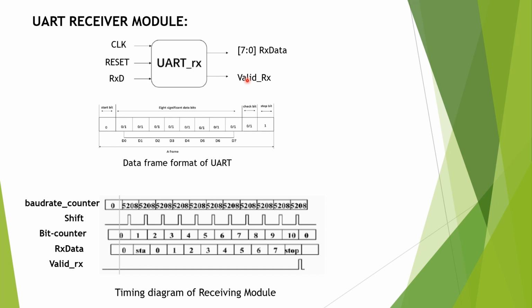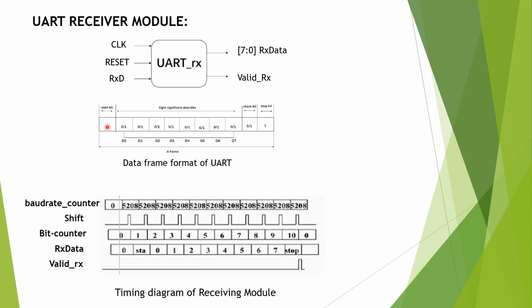Now the module waits for the incoming serial data on RxD. When the start bit is detected, it begins capturing the next 8 data bits. Basically, we have a register of 10 bits, out of which, as we can say from the data frame format, the first one is the start bit and the last one is the stop bit. In between, we have a parity bit also, which is optional. In my code, I am not using parity, but you can use it. So it basically consists of 10 bits.